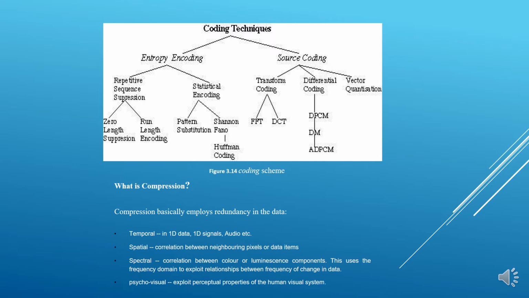some coding scheme structures. What is compression? Compression basically implies redundancy in the data. Temporal: in 1D data, 1D signals, audio, etc. Spatial: correlation between neighboring pixels or data items. Spectral: correlation between color or luminance components. This uses the frequency domain to exploit relationships between frequency of change in data. Psychovisual: exploit the perceptual properties of the human visual system.